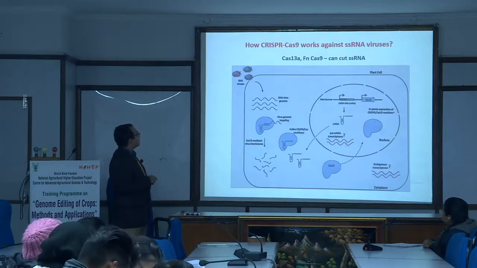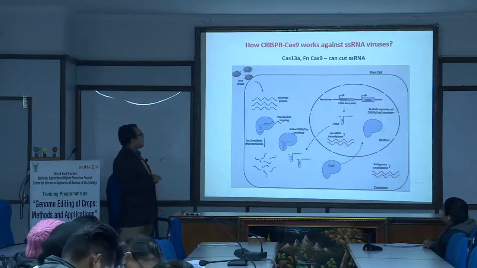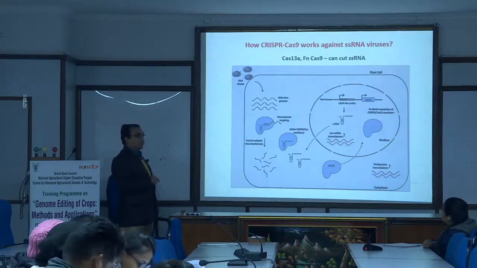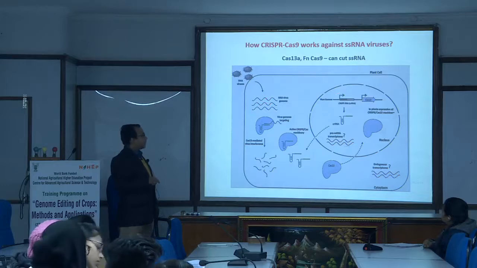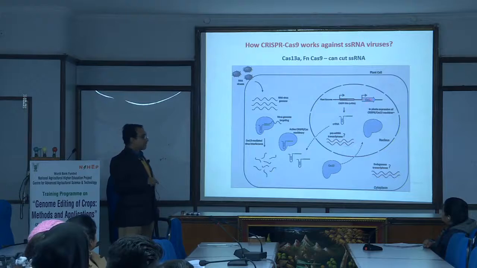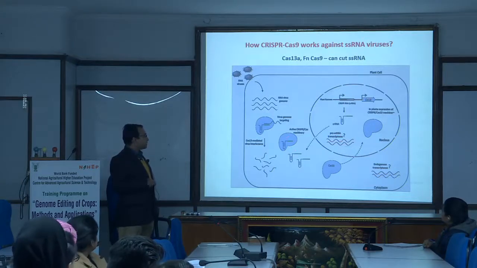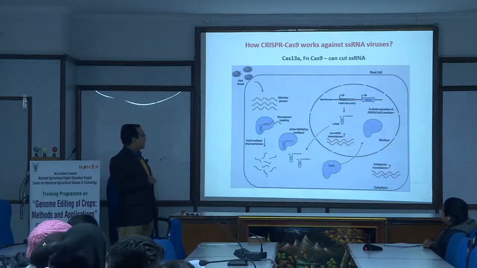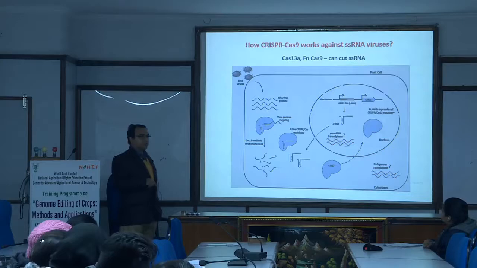So, RNA viruses we can deliver directly. When it comes, the RNA viral genome will be replicated, but if in the plant cell we have the CRISPR RNA and the Cas13 protein, then they will produce this kind of active CRISPR-Cas machinery, and it can bind with the viral RNA and chew it up.